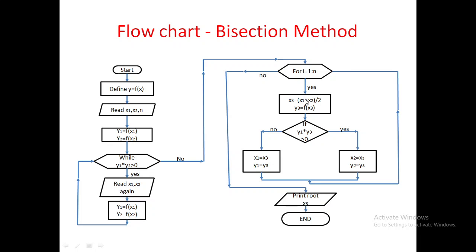If yes, then again you have to use x3 is equal to x1 plus x2 divided by 2. What is this? This is the bisection method iterative formula. With the help of that, again you will get y3 is equal to f of x3. If no, then print the root x3 and end this program.